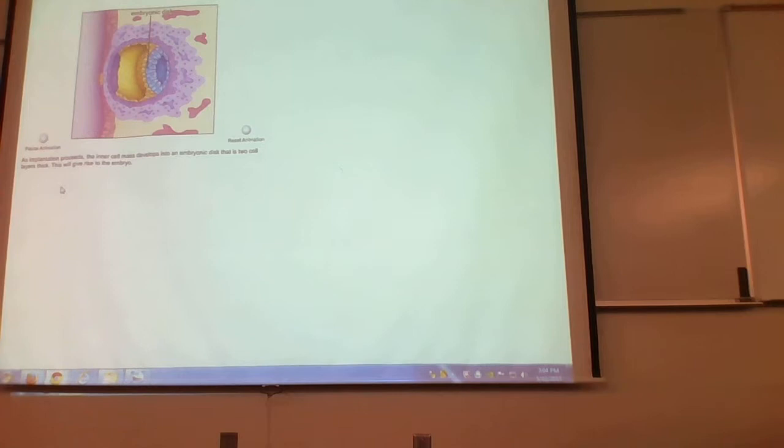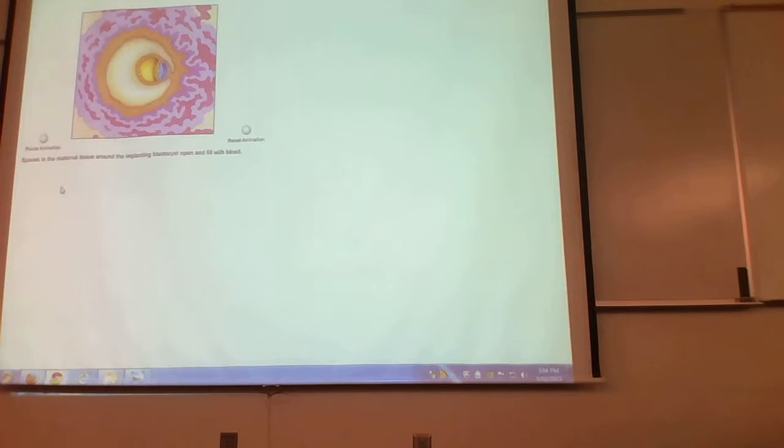Membranes start to form around the embryonic disc. The amniotic cavity will fill with fluid and cradle the embryo. The yolk sac will function in blood cell formation. Spaces in the maternal tissue around the implanting blastocyst open and fill with blood. Inside the blastocyst, a chorionic cavity opens around the amnion and yolk sac. The membrane that lines this cavity is the chorion. It will become part of the placenta.